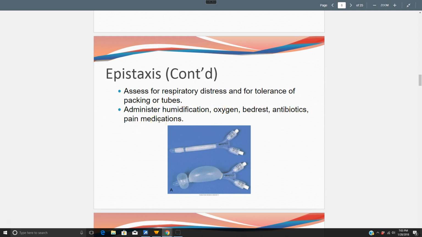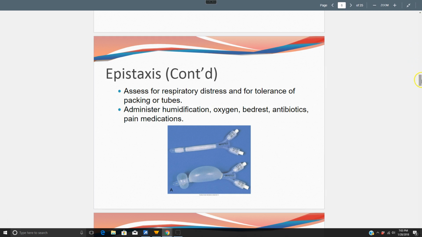and pain medications. Again, we have to continue to assess their airway to make sure it is patent. We do that by listening, visual assessment, and again, things such as pulse ox to see if they are desatting or anything like that.